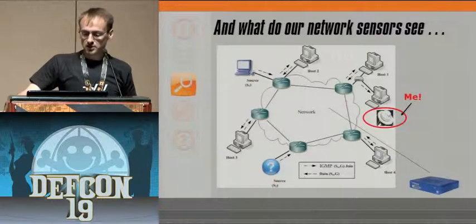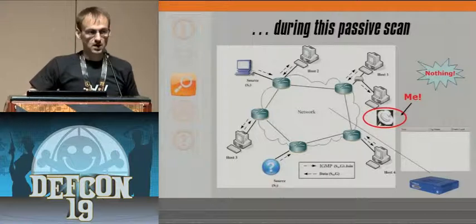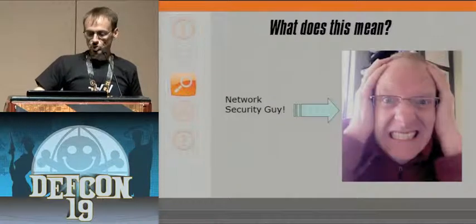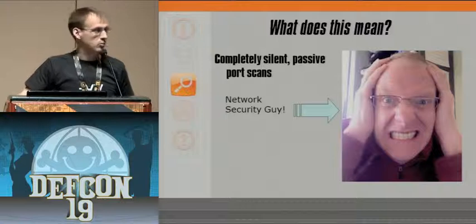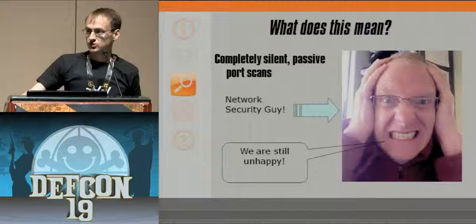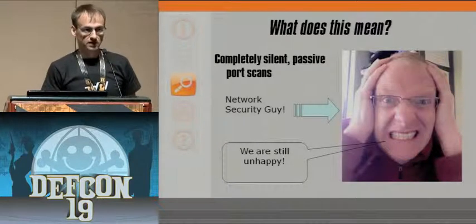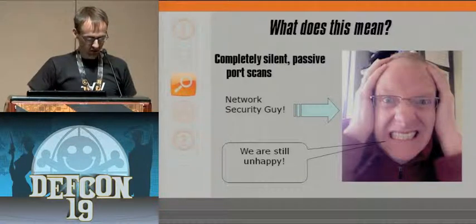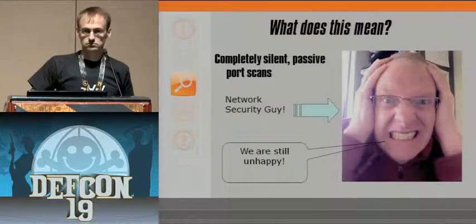And what do our network sensors see? There's me there. During this passive scan, they see absolutely nothing. Okay? So what does this mean? Completely silent, passive port scans. Network security guys are still very unhappy. The reason, of course, that this is not picked up is because any traffic flowing from your host would be very customary and wouldn't set you apart from others on the network, assuming you're not doing anything else that would set anything off.